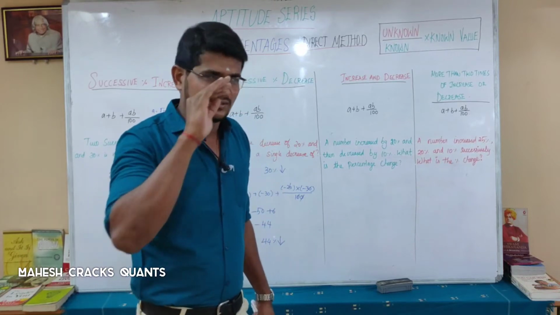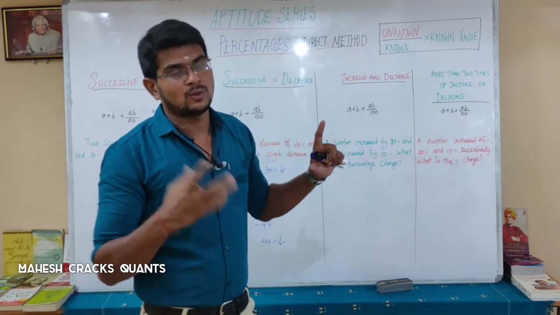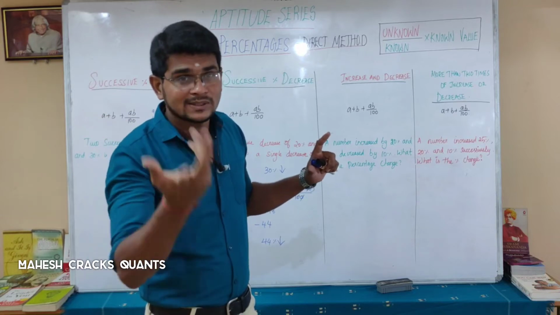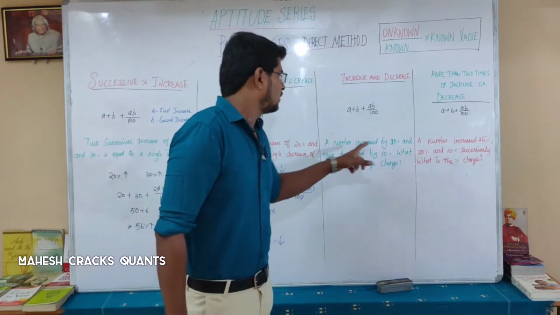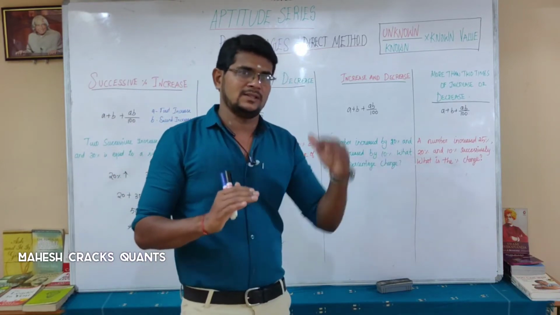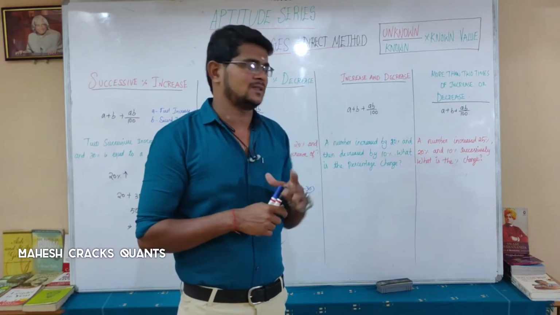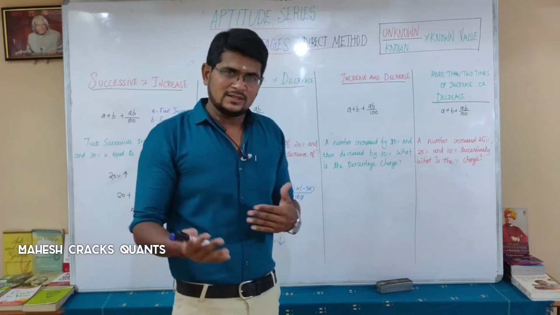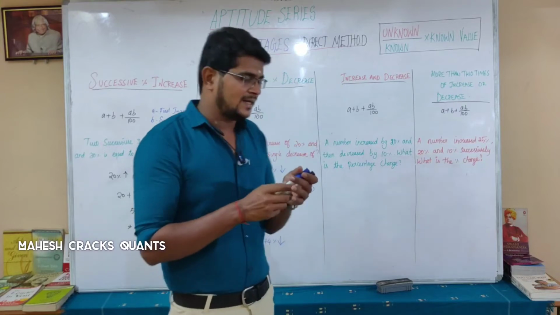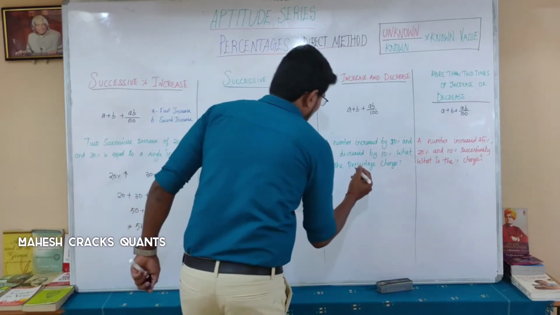First, what they are doing is taking a number. What is its percentage? You know, obviously, 100%. First, increase by 20%. After that, decrease by 10%. So, once again, we are going to use the same formula: A plus B plus AB by 100.